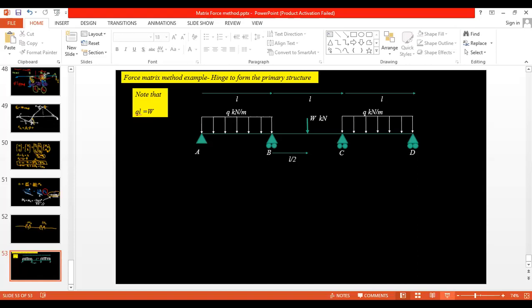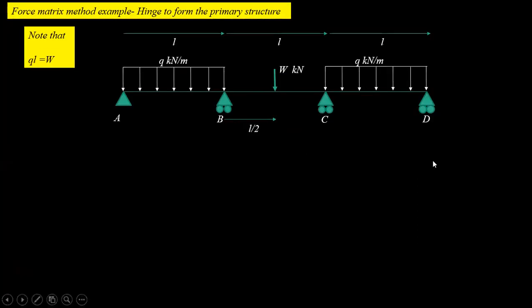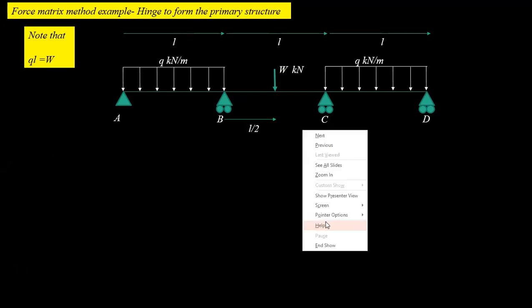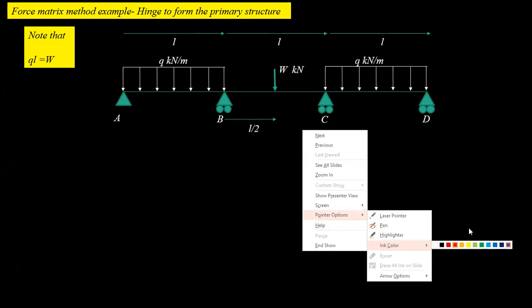Hello everyone. Again, we are going to discuss a force method example, using how to form the primary structure using a hinge. We did a similar example before, and this is a three-span beam. If we are using the force method, the first thing we need to know is the statical indeterminacy.